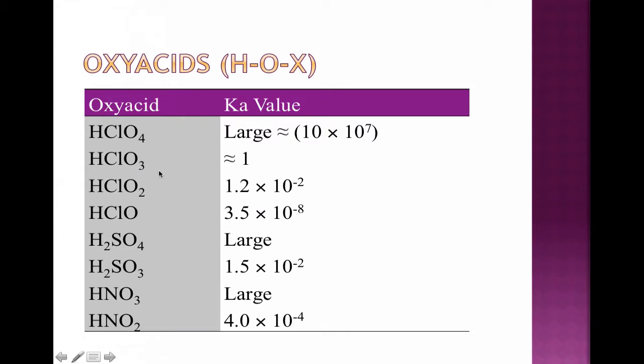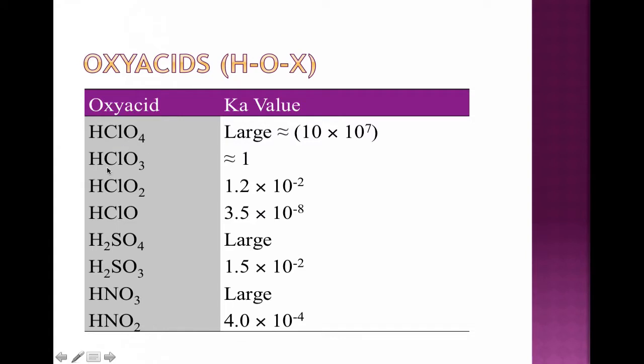As we go, though, and we decrease the number of oxygens by 1, so we go from perchloric to chloric acid, and then work our way down, we can see that the Ka value drops. So here's the strong acid, but beyond that, they become weaker and weaker and weaker, and the Ka value drops down. That's because there's fewer oxygens, and the bond is not as polar as it is up here.